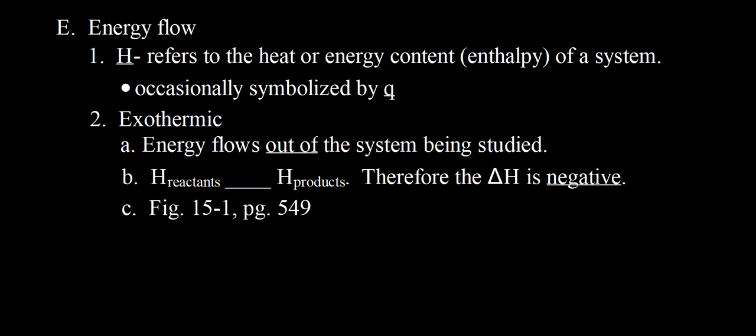Something else to keep in mind for an exothermic process: what is always true is that the energy of the reactants is greater than the energy of the products. So the reactants have more energy than the products. Remember, when you calculate delta H, technically we do it this way: the energy of the products minus the energy of the reactants. And if the reactants have more energy than the products, then delta H will be negative. Take a look on page 549.